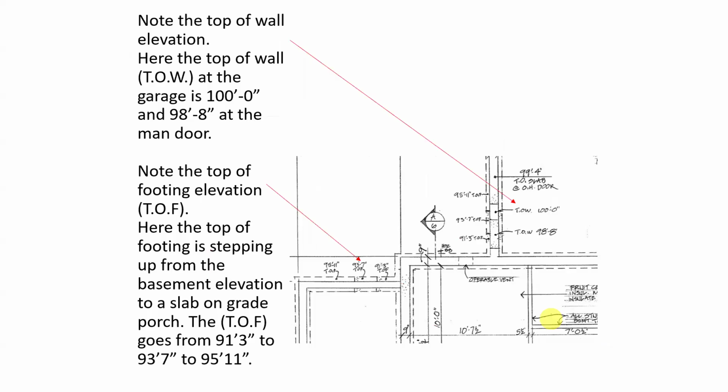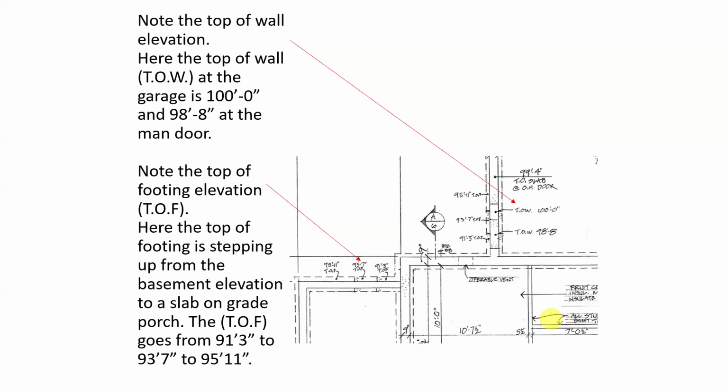So I talked about this in more detail. I kind of skipped a little bit. So TOW and TOF stands for top of wall and top of footing. So you should have a little key somewhere, because you can't just assume people know what TOW and TOF means. You should have something that spells it out. TOW equals top of wall, TOF equals top of footing.